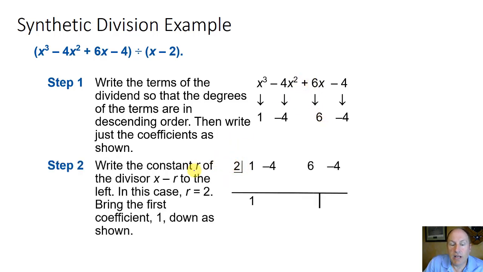And remember, if there was a term that was missing, we'd put a 0 there. Okay, then you're going to write the constant of the divisor to the left. In this case, that's 2. Okay, and it's in the form x minus r. So if it's something minus a number, then we put that number there. If it's something plus a number, we make it a negative of that number. It's whatever turns that thing in the parentheses to 0. In this case, that's the value of 2. So the next step is then to bring the first coefficient down and put it underneath this line.